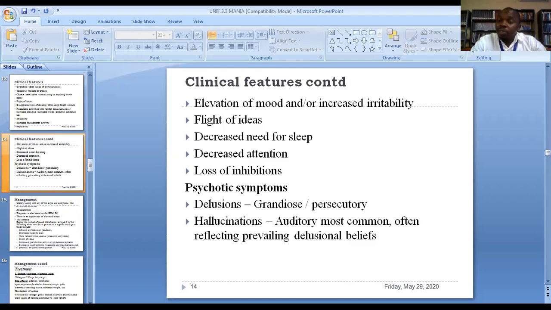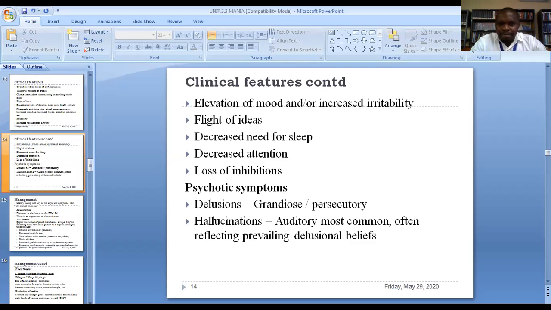They also have loss of inhibition. What is this? Under normal circumstances, there are certain things that you know that you cannot do in public. You just inhibit yourself from doing such an activity in public or in certain places. But these people lose inhibition such that they can do those activities that you cannot do in public, then they can do them anywhere, meaning they've lost inhibition.